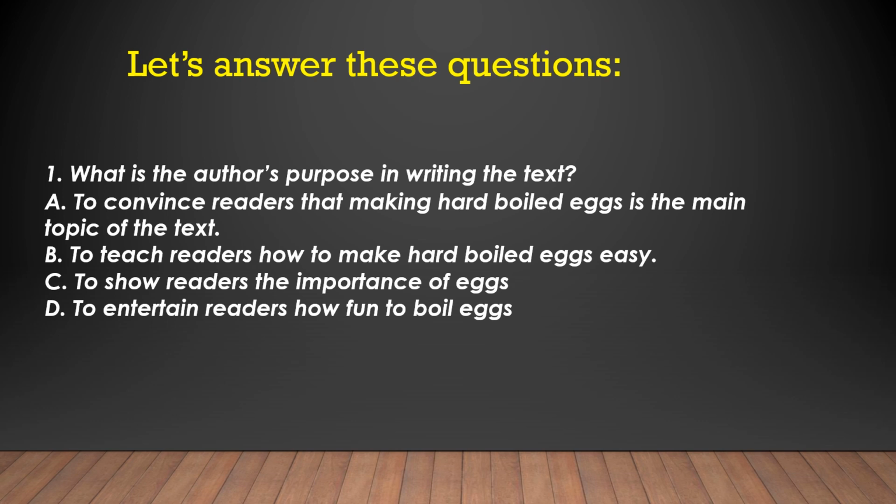1. What is the author's purpose in writing the text? A. To convince readers that making hard-boiled eggs is the main topic of the text. B. To teach readers how to make hard-boiled eggs easy. C. To show readers the importance of eggs. D. To entertain readers how fun to boil eggs.